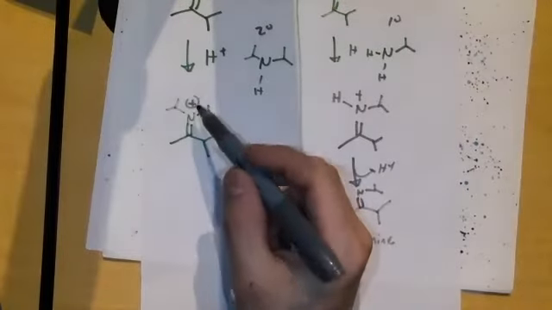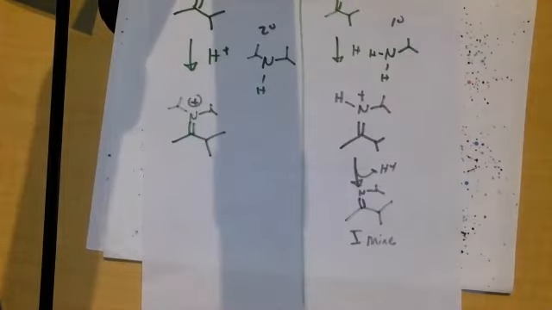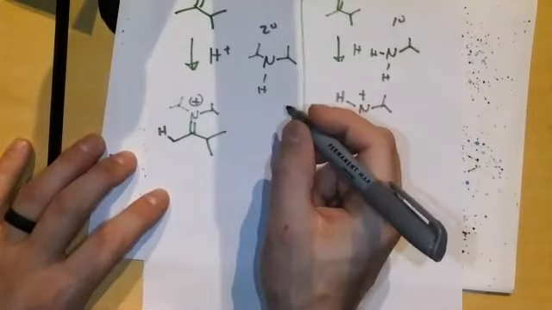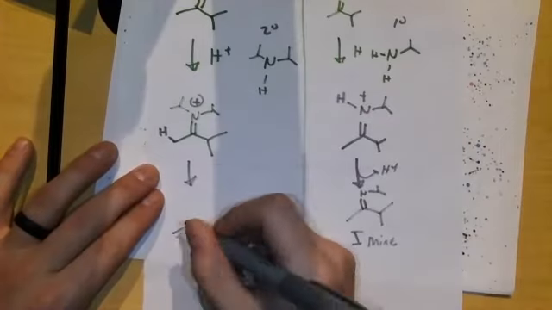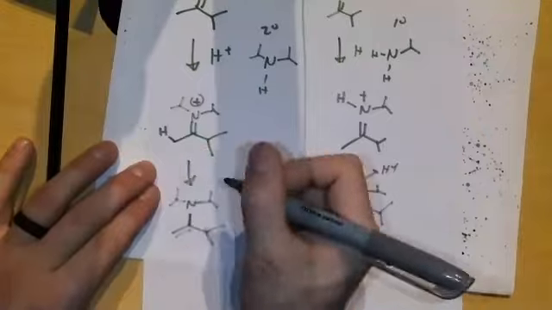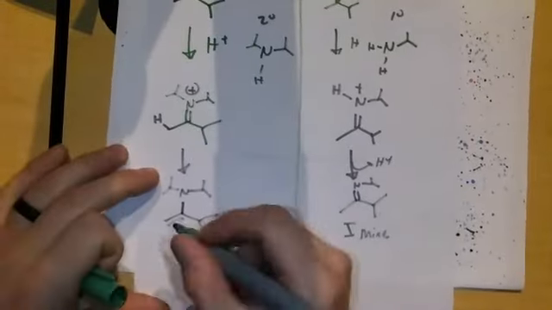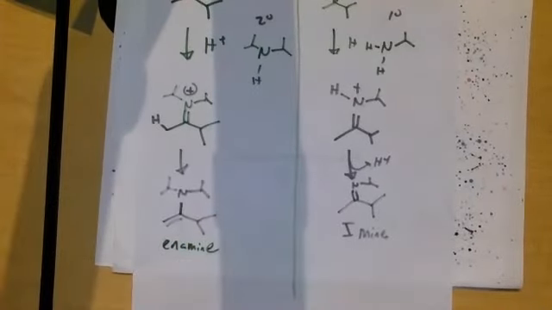Versus over here, we have 2 bonds to carbon on either side. We're not going to break one of those off. So instead, we need to pull off one of these H's, which will allow us to get this enamine instead. So if you're starting with secondary, you're going to end up with an enamine. If you're starting with primary, you're going to end up with an imine.